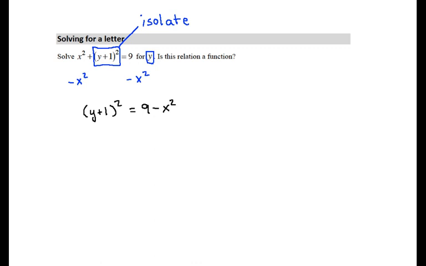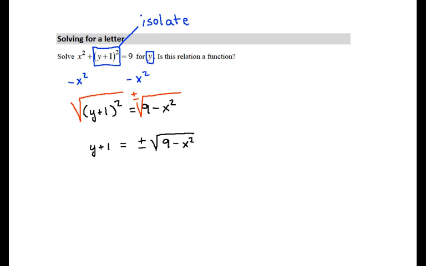Now I'm going to apply the square root property, which says I can take the square root of both sides, but that I have to remember always to consider the positive and negative square root. I only have to put that on one side because it becomes redundant to put it on both sides. So on the left-hand side, I just have y plus 1. On the right-hand side, I have plus or minus the square root of 9 minus x squared.